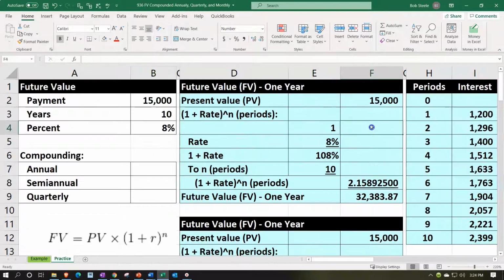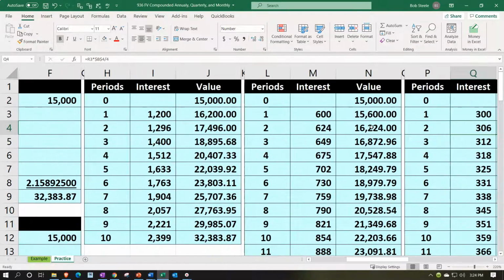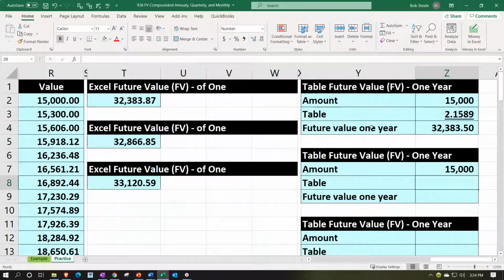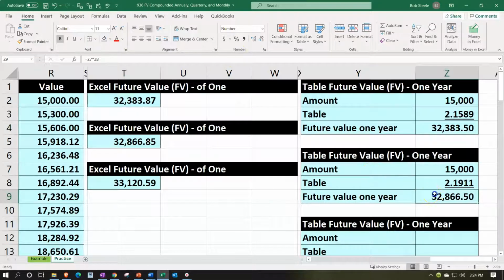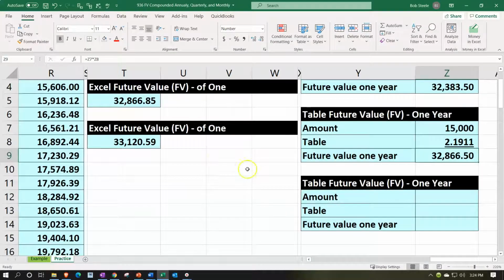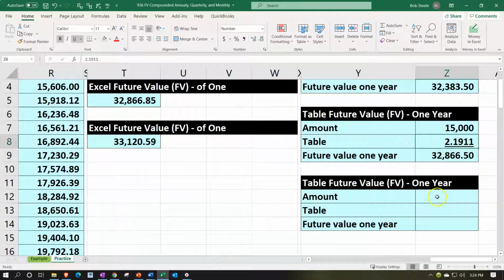2.1911. Adding some decimals, home tab, number, add a couple decimals, and then home tab, font, underline, and then we'll multiply that out. The 15,000 times that 2.1911, add a couple decimals here, home tab, numbers, decimalize. And that one is the 32,866.50, close to the 32,866.85, a little bit different due to the rounding, due to this being taken out only to 4 digits.